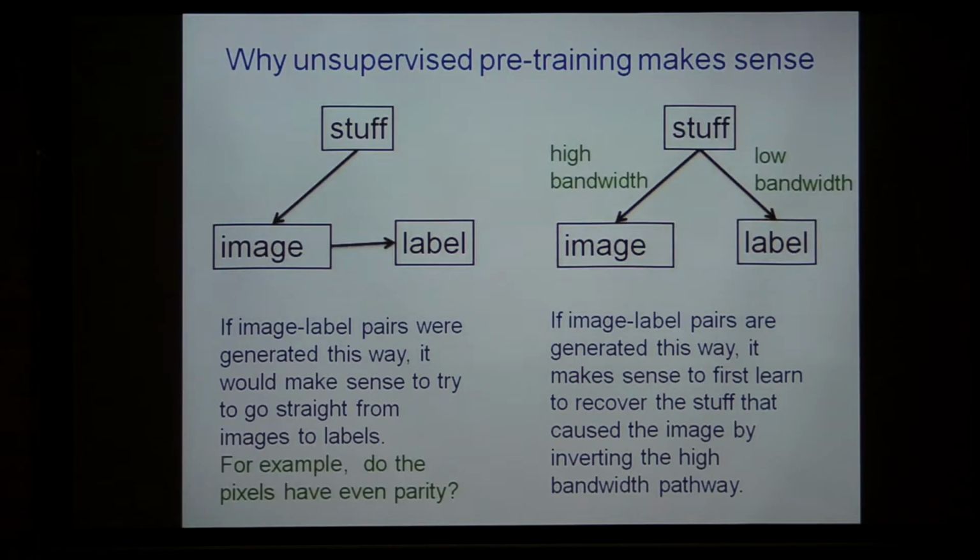So the justification for this is my favorite picture. It's got a technical concept from Donald Rumsfeld here. If you believe that images and labels arise by stuff giving rise to images and images giving rise to labels, then it's sensible to try and learn the mapping from images to labels. For example, if a label tells you the parity of the pixels, that would be true. The labels would be independent of the stuff given the image. But you actually believe that stuff gives rise to images. If you don't believe this, you've probably got brain damage. You believe stuff gives rise to images, or you're in machine learning. And stuff gives rise to labels.